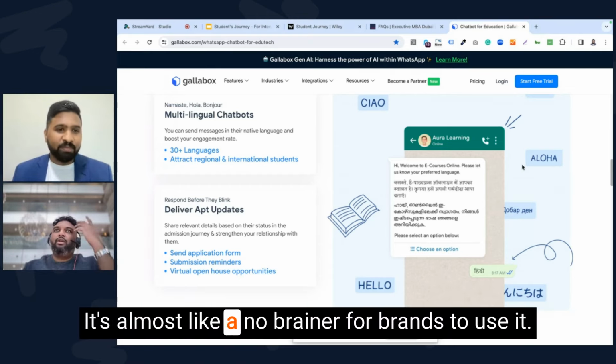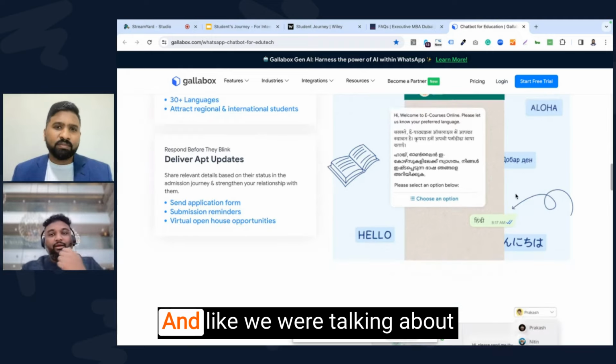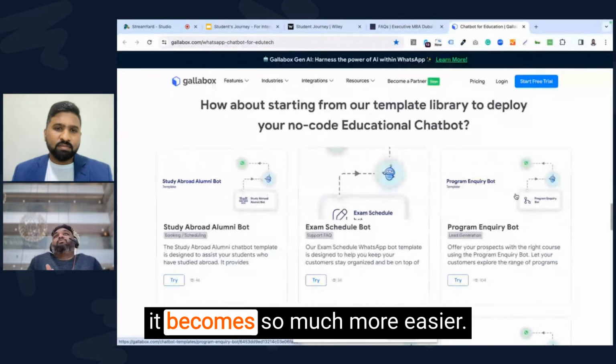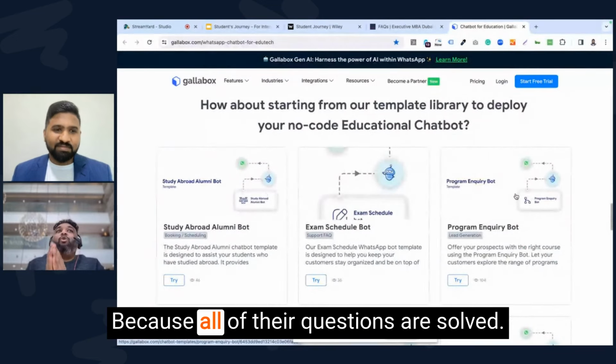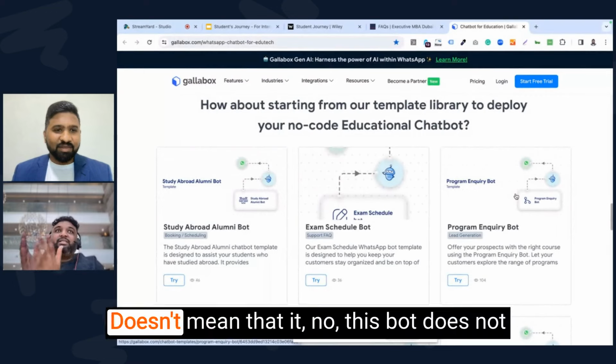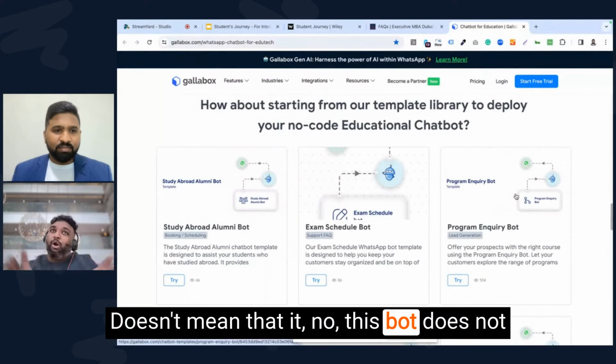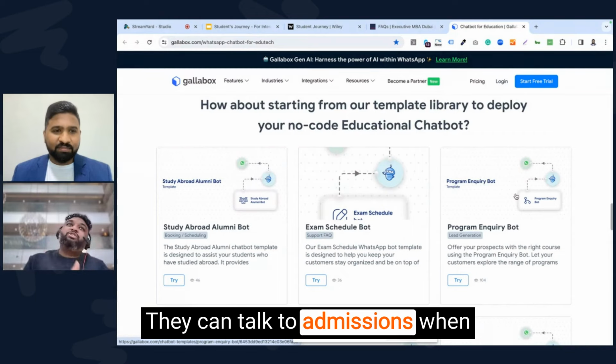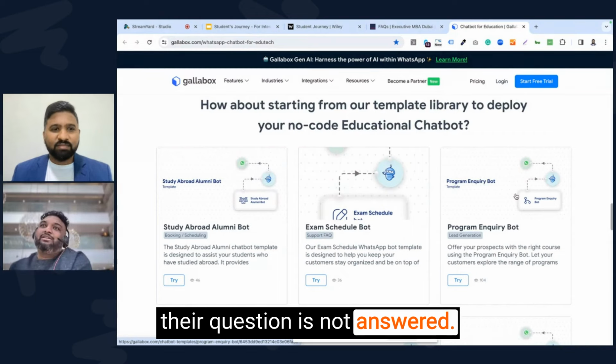Absolutely. It's almost like a no-brainer, right, for brands to use it. And like we were talking about earlier, for the admissions team it becomes so much easier because all of their questions are solved. It doesn't mean that this bot means they can never talk to admissions. They can talk to admissions when their question is not answered.